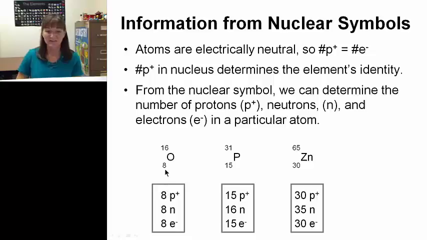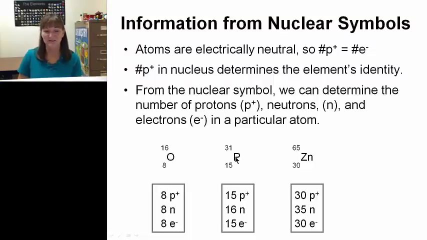Right off the bat, the first thing you do is look at this lower left-hand number. That is an 8, which tells me there are 8 protons, so you would write that down. To figure out the neutrons, you take the mass number in the upper left and subtract the atomic number in the lower left-hand corner. So 16 minus 8 is 8, so that tells us there are 8 neutrons. You'd write that down. And since this is an atom, the number of protons equals the number of electrons. So if there are 8 protons, there are 8 electrons.